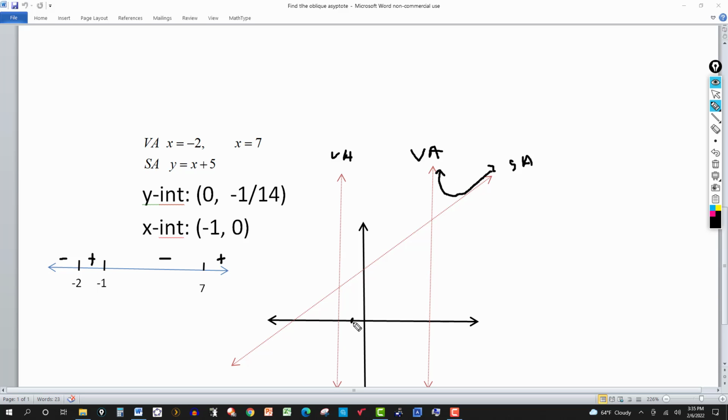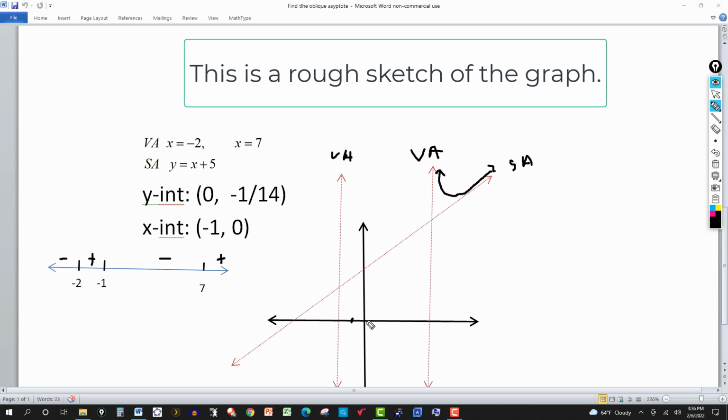Now between -1 and 7, the graph is below the x-axis because it's a negative sign, and it crosses the x-axis at -1, 0, this point right there, and it crosses the y-axis at barely below there, -1/14. That's pretty small. So let me just do it this way. It's going to go like this, and then it's going to come down and approach vertical asymptote x equal to 7. Now between -1 and -2, that's this area right here, I have a plus. So that tells me the graph has to go up. So it's going to go up.